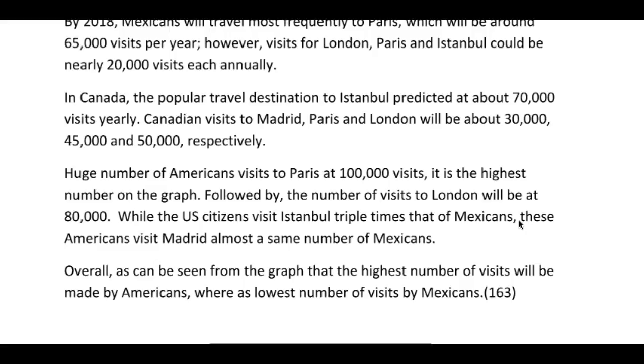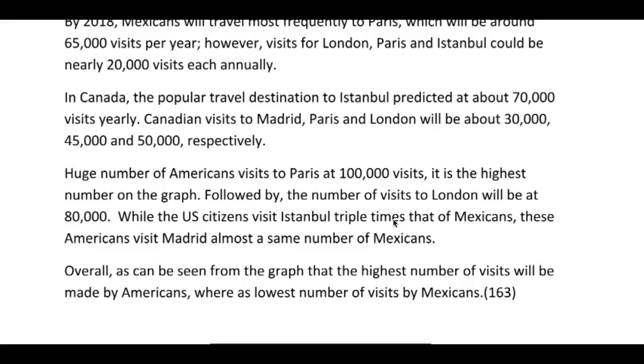Okay, so well done there for using while. But if we're using it with this structure, it's better to do a comparison. It's better just to state the figure as well. Okay, because I still don't really have that much information, even though you said it's triple. I don't really know what triple is unless I've got one of the figures. So, for example, while the US citizens visit Istanbul, triple that of Mexicans, comma, 60,000 in total.